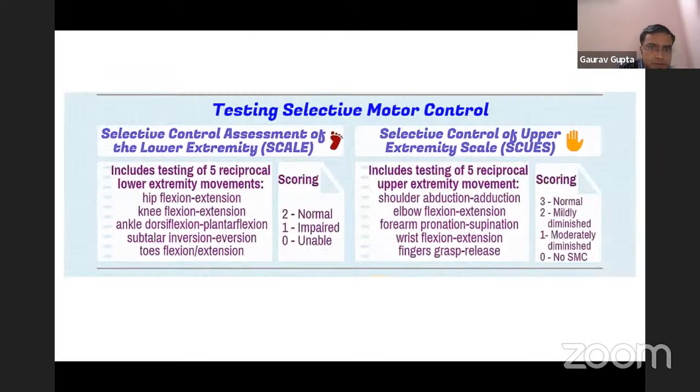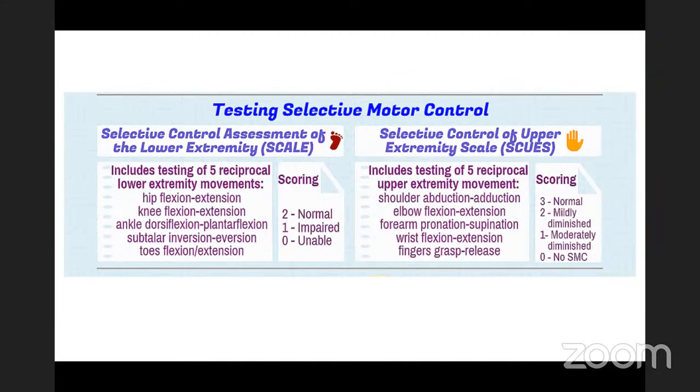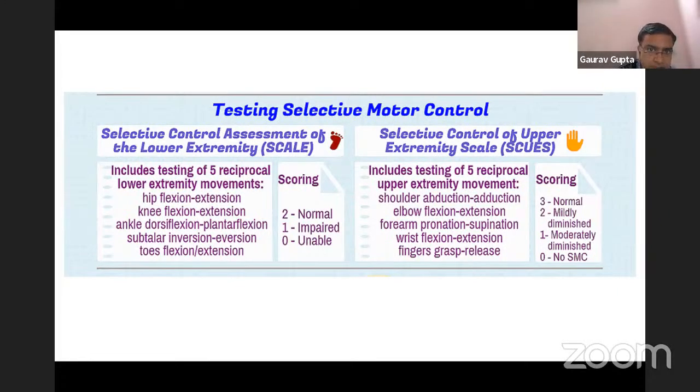And these are the scales which we can use to test the selective motor control. For the lower extremity, there is a scale where we include 5 reciprocal lower extremity movements like hip flexion extension, knee flexion extension, ankle dorsiflexion and plantar flexion, subtalar inversion and eversion, and toe flexion and extension. On the basis of the child's ability, we can grade it at 0, 1, and 2. For the upper extremity, we can grade shoulder abduction adduction, elbow flexion extension, forearm pronation supination, wrist flexion extension, and finger grasp and release. And we can grade it similarly.